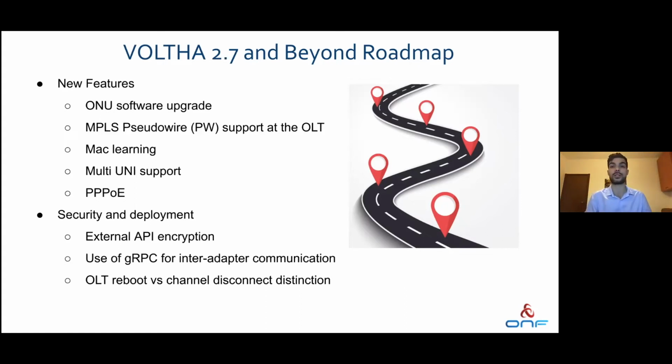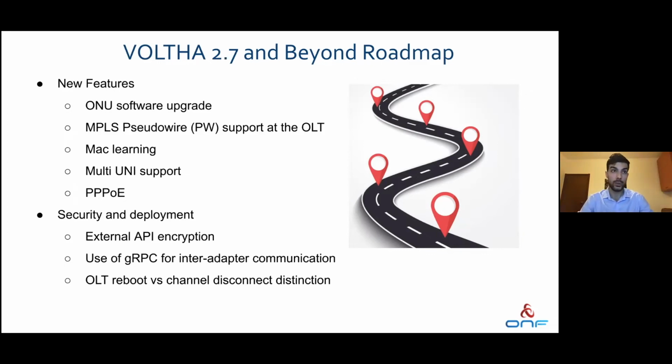MPLS pseudo-wire support at the OLT, where the OLT is the endpoint of the MPLS pseudo-wire towards the rest of the network. And also multi-UNI support and MAC learning. Those are probably not going to happen in 2.7, but further down the line. But this is just to put it on your radar. These are things that we are looking at.